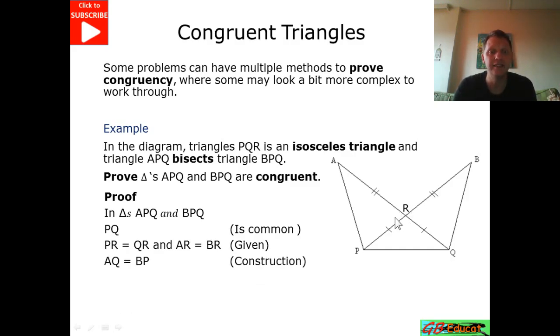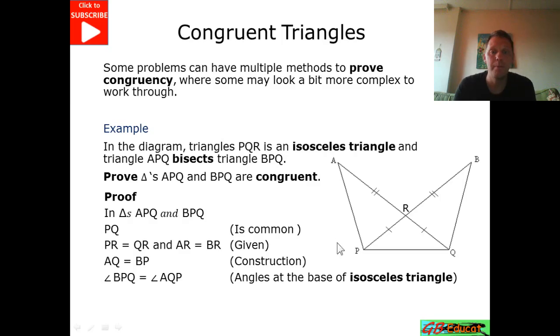So that means that AQ must be the same length as BP because of construction, because this length and this length is equal to this length and this length. Angle BPQ, this angle just here, is equal to angle AQP, this angle just here. Angles are the base of an isosceles triangle because just here we've got an isosceles triangle. We've got two equal sides, in which case if we've got two equal sides in the triangle, these two angles at the base must be equal.